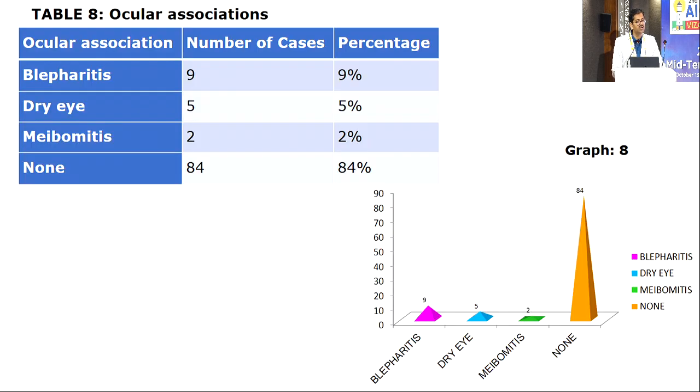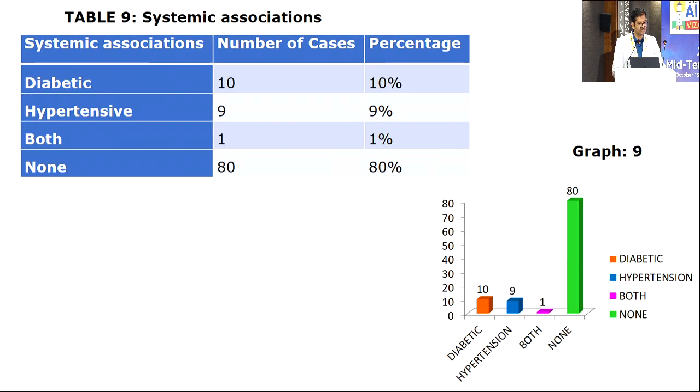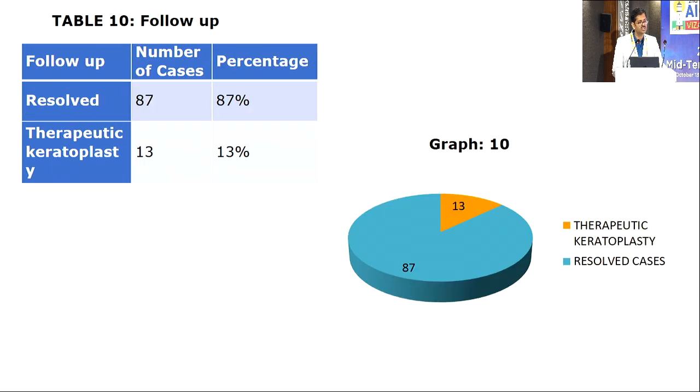Ocular associations like blepharitis, dry eye, and meibomitis were statistically not significant in our study. Systemic associations, diabetes and hypertension, were also not associated. On follow-up, in 87% of the 100 cases the ulcers resolved with antimicrobial therapy. Only 13 cases, 13%, underwent therapeutic keratoplasty.